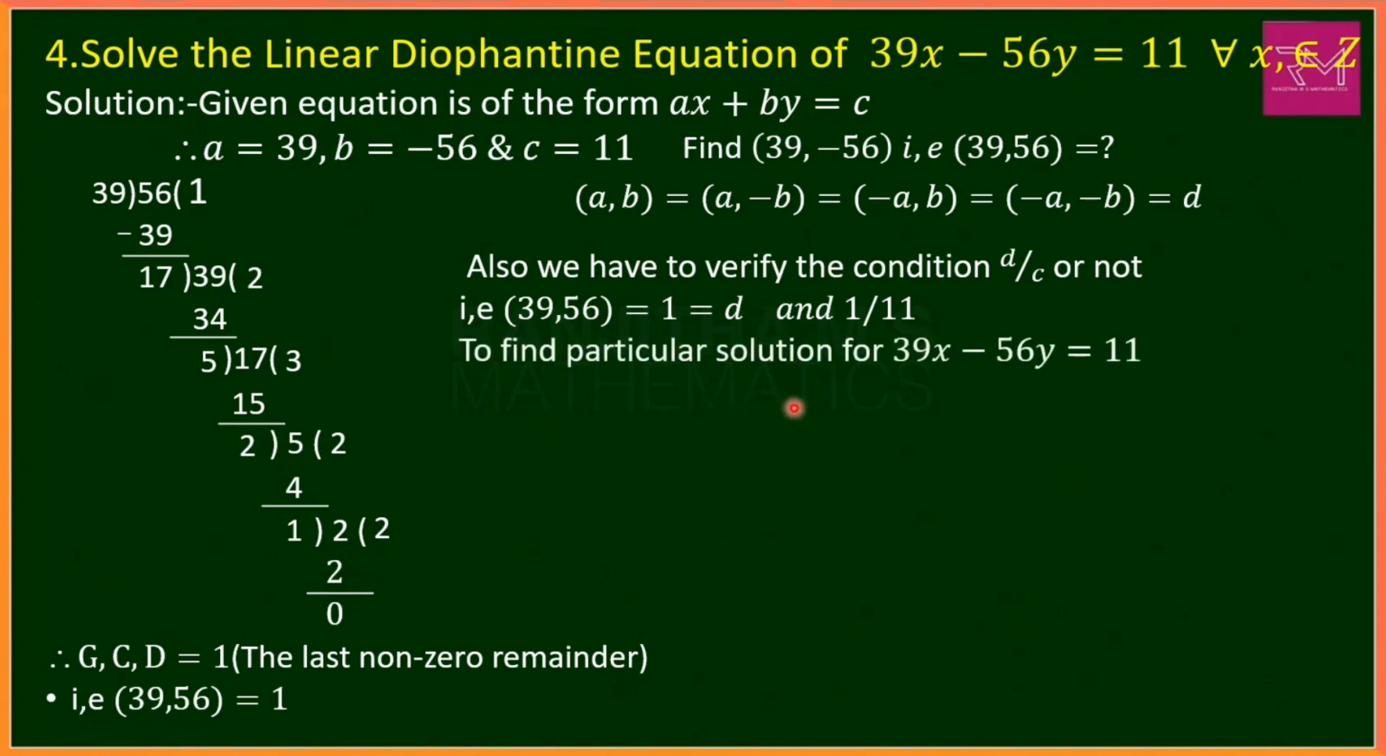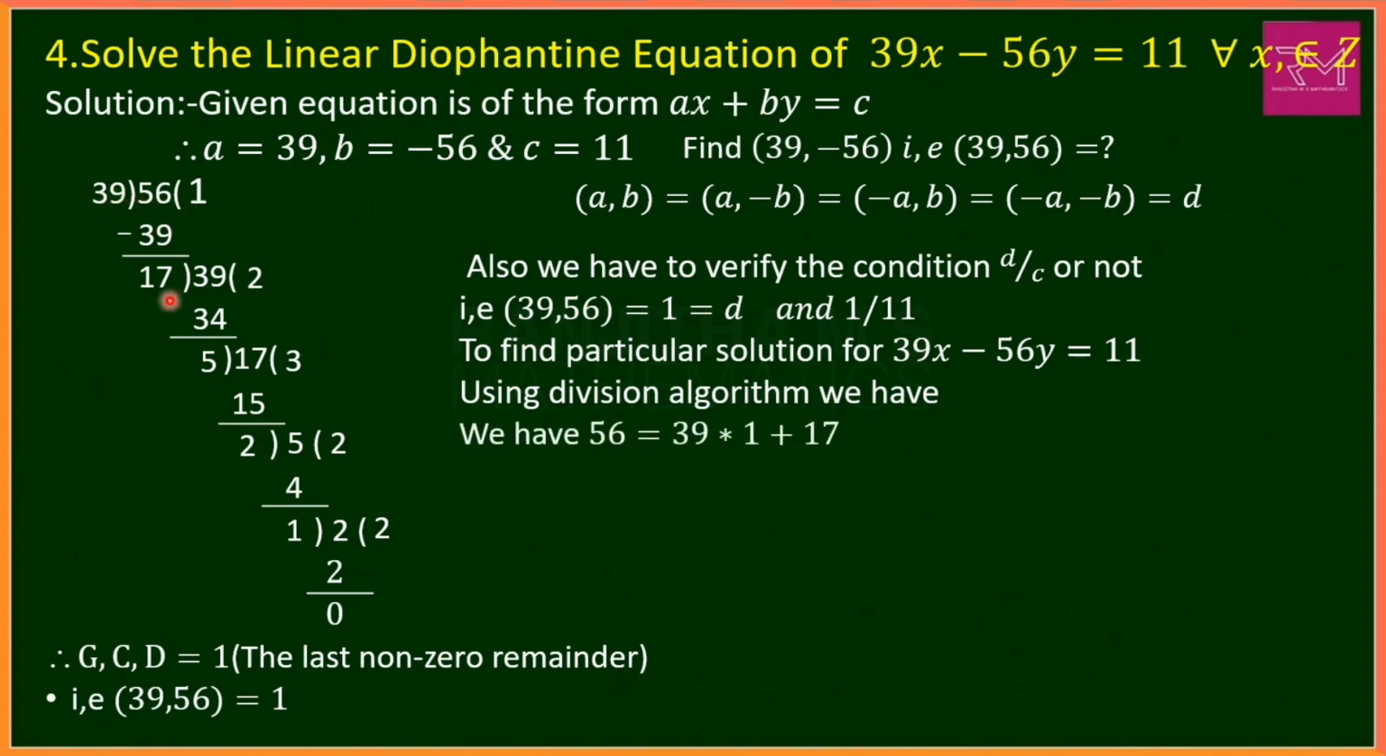Next step, we have to find the particular solution for the linear Diophantine equation, that is 39x minus 56y is equal to 11. To find a particular solution, we have to use the division algorithm method here. First, take the division algorithm for this fraction. We get 56 is equal to 39 into 1 plus 17. This is the division algorithm value.